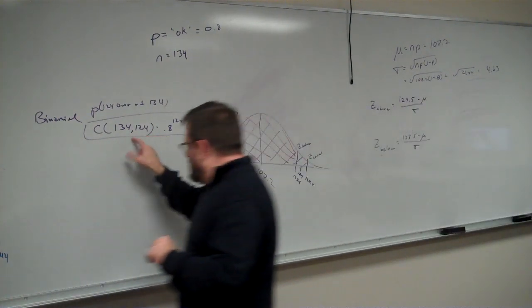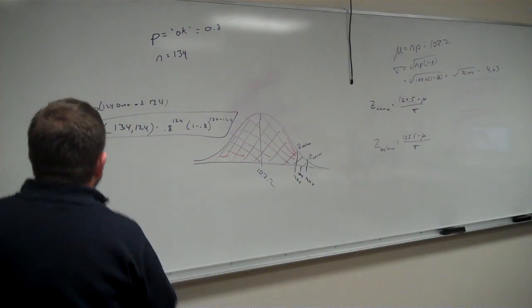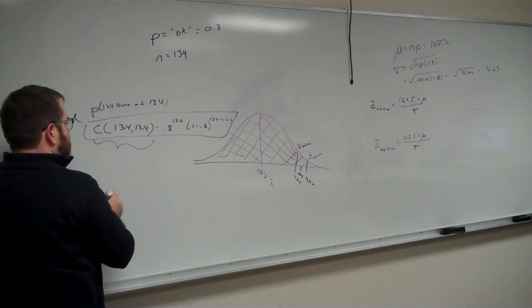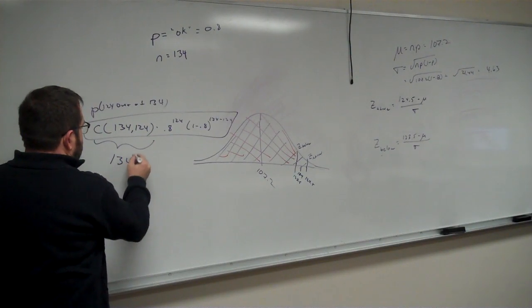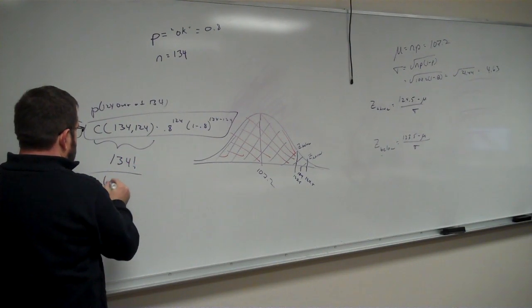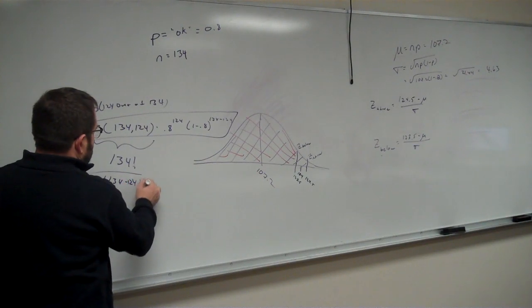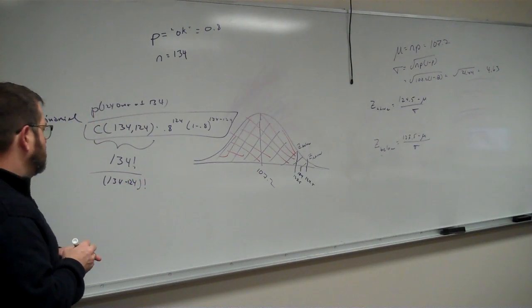But they didn't like this, right? Because what is this? This one right here. Okay, she's talking about this term here, right? Which is going to be 134 factorial over 10 factorial, right? Because it's 134 minus 124, the quantity factorial, right? Well, and then you still have to have.